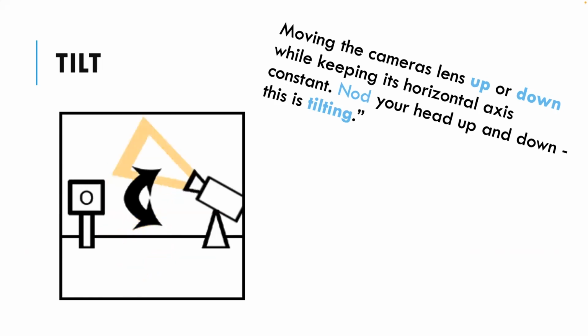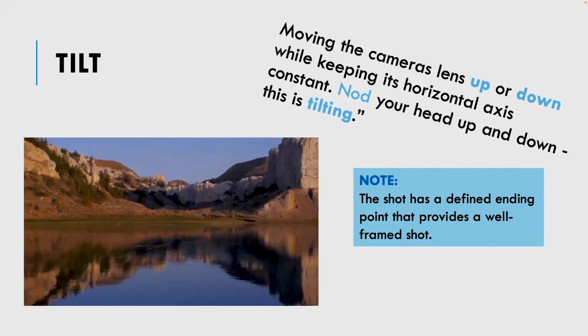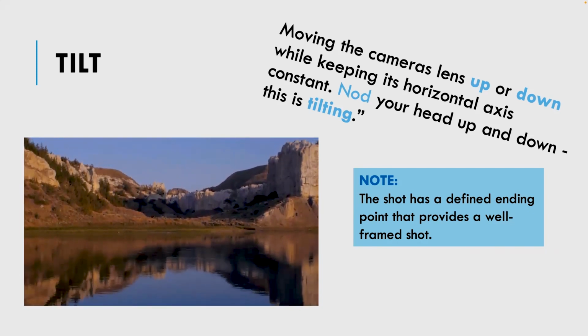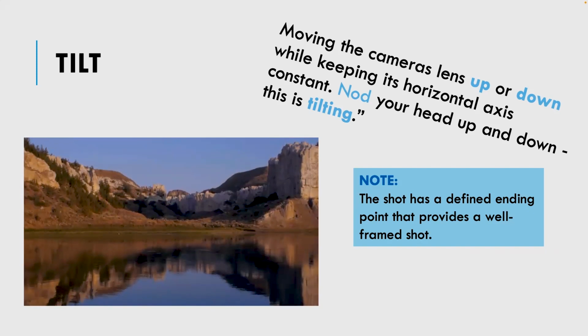Let's take a look at what that looks like on video. You'll notice with this video, it's a slow tilt up. And at the end of this, you'll notice that the frame is nicely composed. That's what you want to do with any camera movement. You want to know where you're going to begin and where you're going to end. This move ends on a very nicely composed shot of the Missouri River.